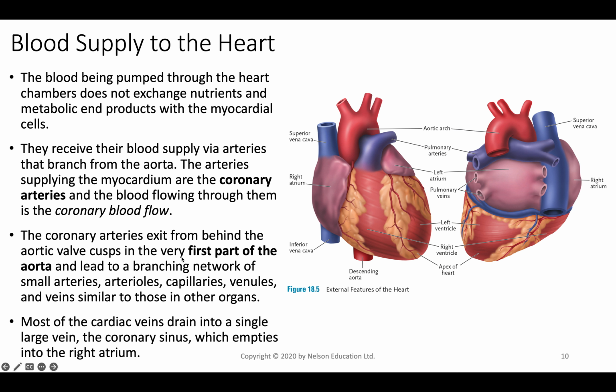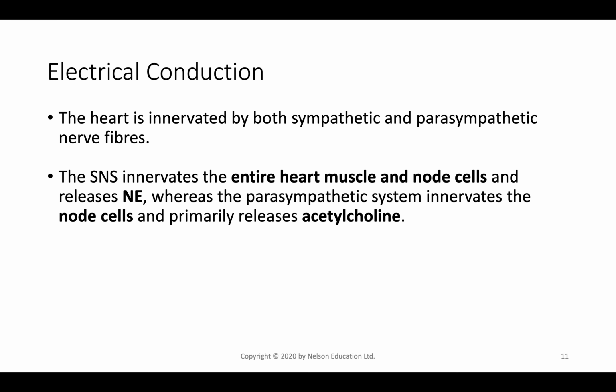Right? So the coronary arteries are going to exit from behind the aortic cusp right here, from the very first part of the aorta, and then we lead into a branching network of different arteries, arterioles, capillaries, venules, etc., similar to other organ systems, and we're going to end up draining back into the coronary sinus, which is going to empty right into the right atrium. So everything's going to drain back into the major coronary veins, then into the coronary sinus, which empties into the right atrium.